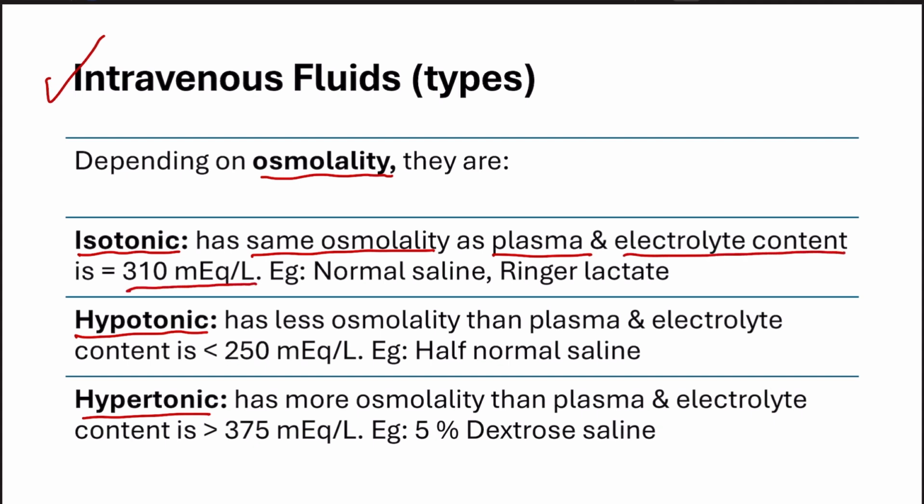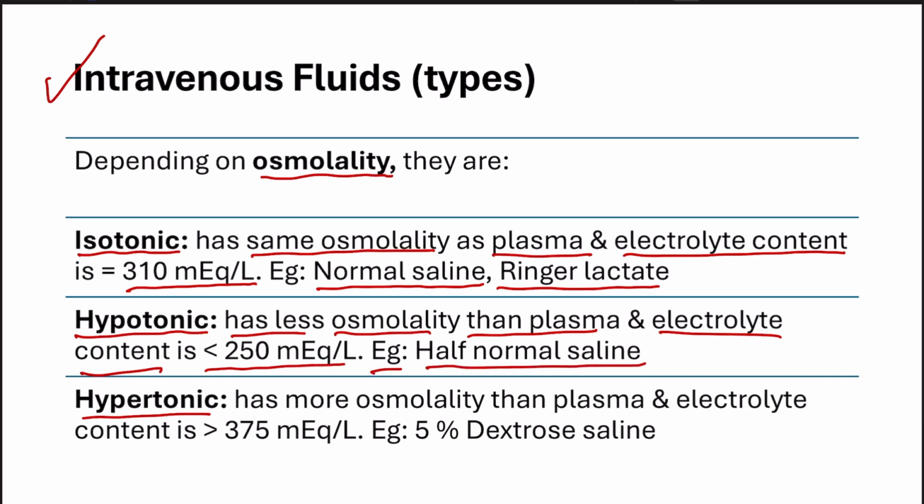So under this we are having examples like normal saline and Ringer's lactate solution. Then we have hypotonic intravenous fluids. So they have less osmolarity than plasma, and the electrolyte content will also be less, that is less than 250 milliequivalent per liter. So under this we are having the example of half normal saline.